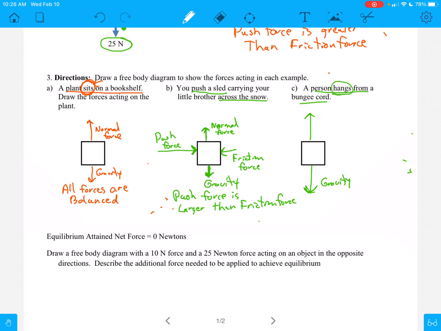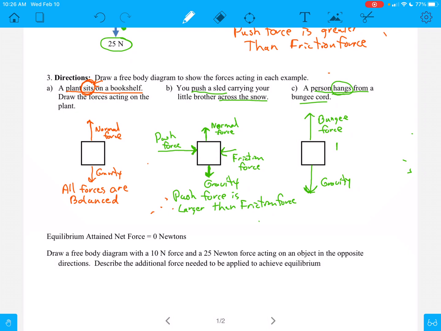And it says the person hangs. So is this person moving? Is the person falling, or is the person getting sucked back up into the air like you would with a bungee cord, that bouncing kind of thing? It's not, is it? That person's already done with all that part of jumping off on a bungee cord. So now it's just hanging there. So that means that the bungee force and the gravity force are going to be the same.